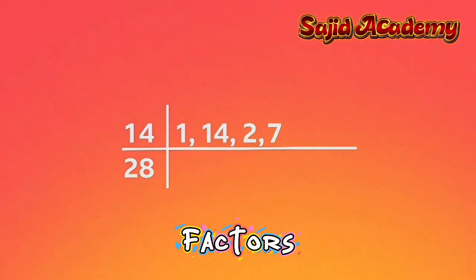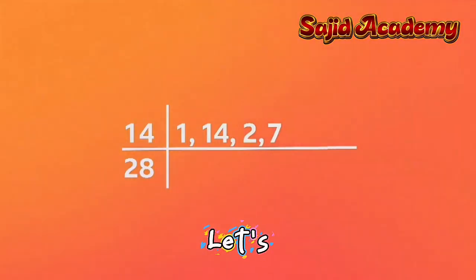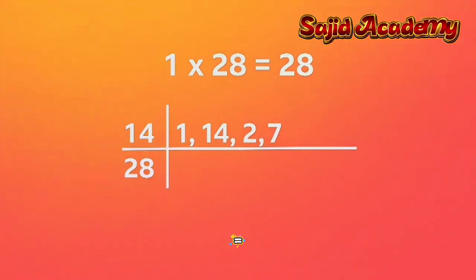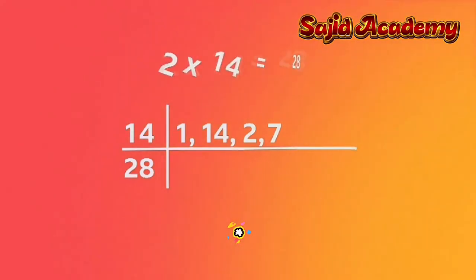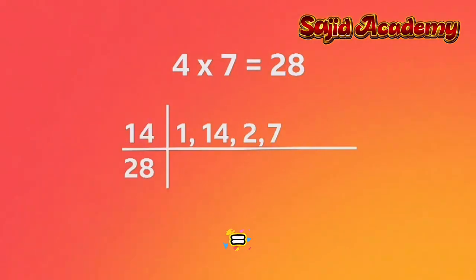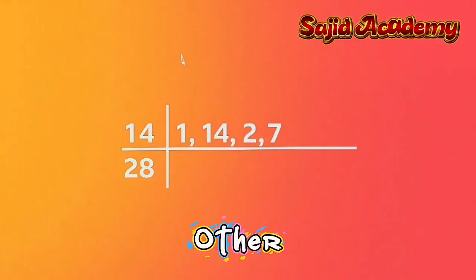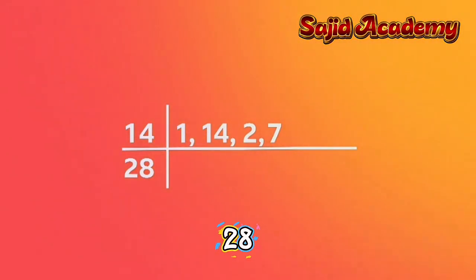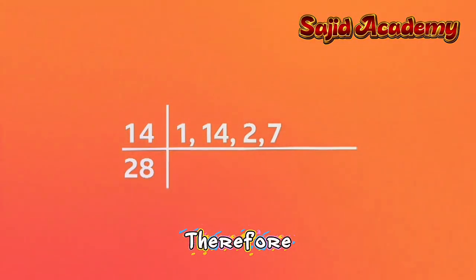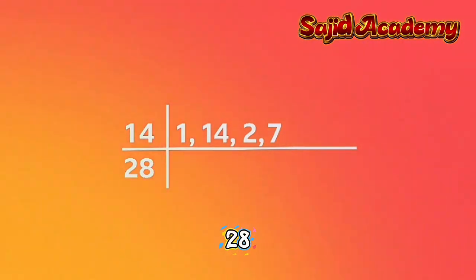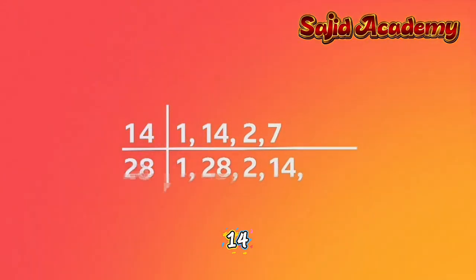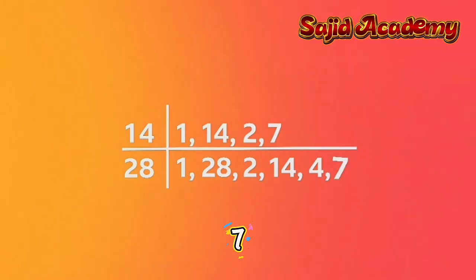What about the factors of 28? Let's look through our times tables. 1 times 28 equals 28. 2 times 14 equals 28. 4 times 7 equals 28. No other numbers between 1 and 28 multiply to make 28. Therefore, the factors of 28 are 1, 28, 2, 14, 4 and 7.